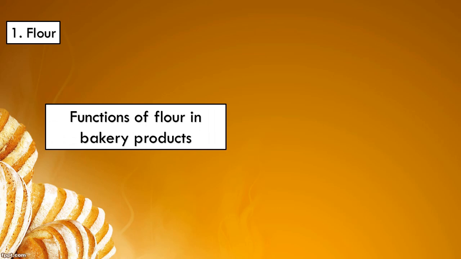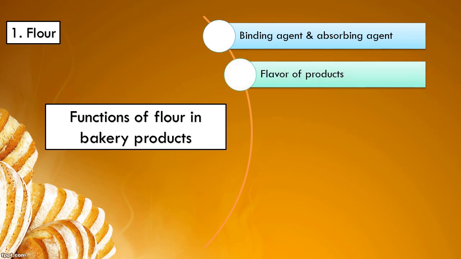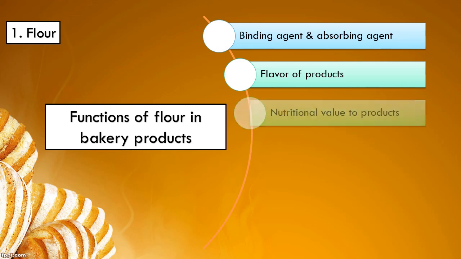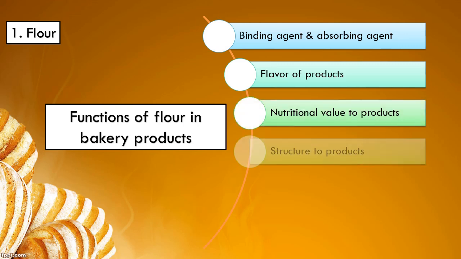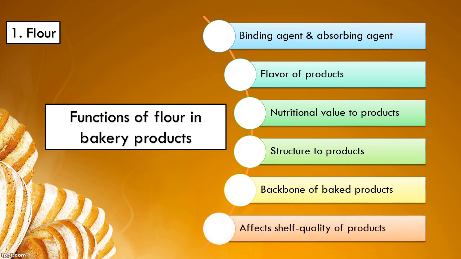Next, we will discuss the functions of flour in bakery products. It acts as a binding and absorbing agent which combines the other ingredients. It improves the flavor of the product and also adds nutritional value to the product. It gives structure and acts as a backbone for the baked products. But it also affects the shelf quality of the products since it contains a certain amount of moisture.